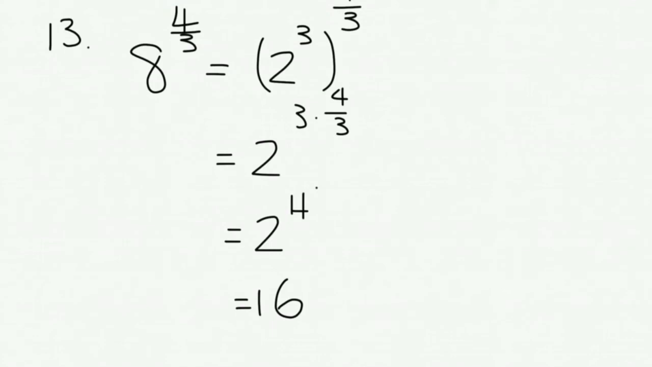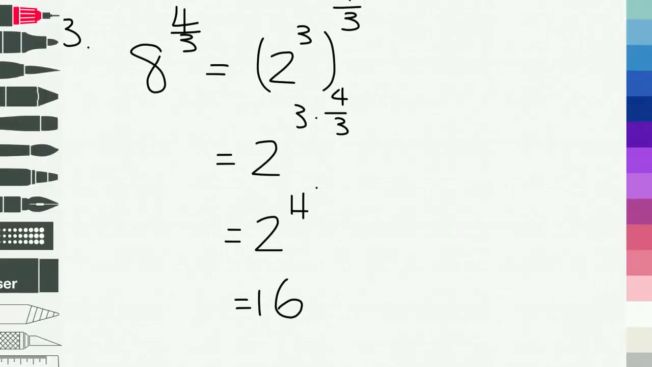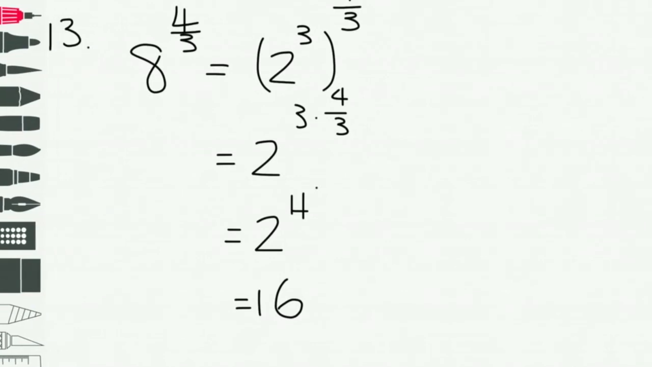Number 13, 8 raised to the 4/3 power. Rewriting the 8 as 2 raised to the 3rd power, I can multiply the exponents. 3 times 4/3: 3 times 4 is 12, 12 divided by 3 is 4. 2 raised to the 4th power equals 16.